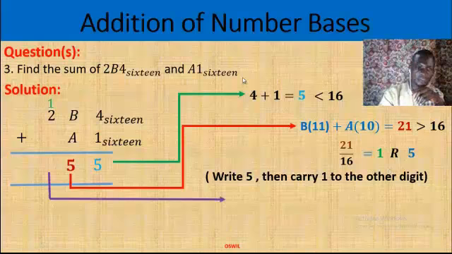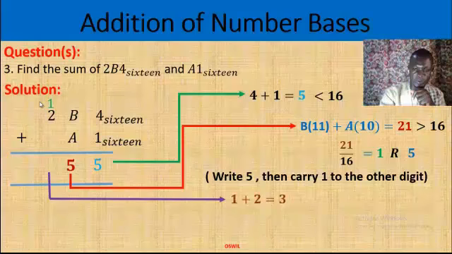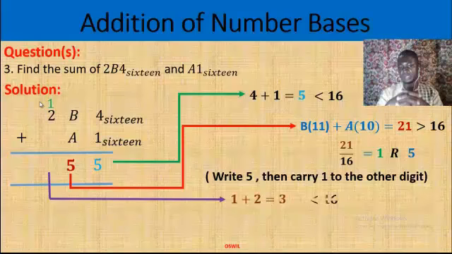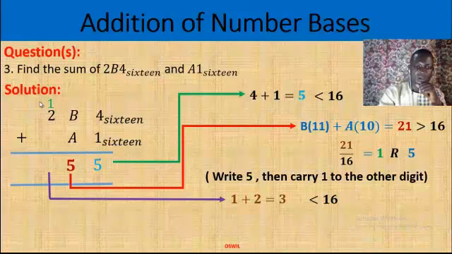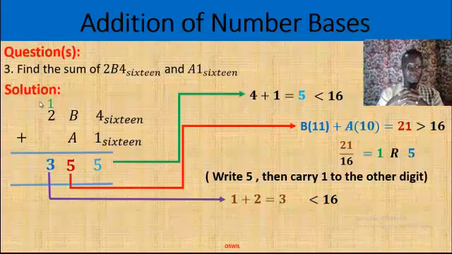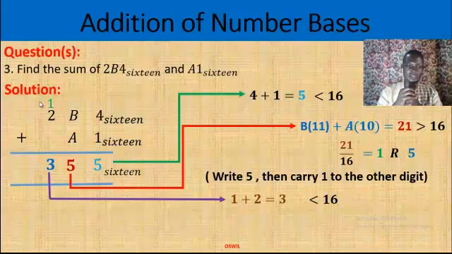The last thing to attend to is to add the carry 1 and 2, and that would give us 3. In comparing 3 to the base, we can see that 3 is less than the base, which is 16. So you write everything down, and that would give us 3. So our answer to the question is 355 base 16, which means that when we add 2b4 base 16 and a1 base 16, we get 355 base 16.